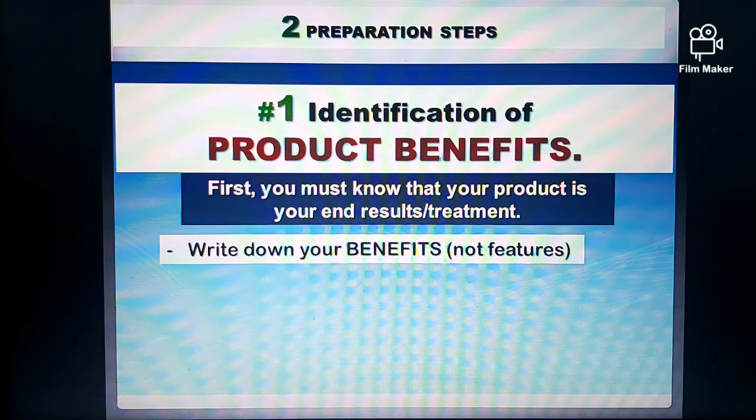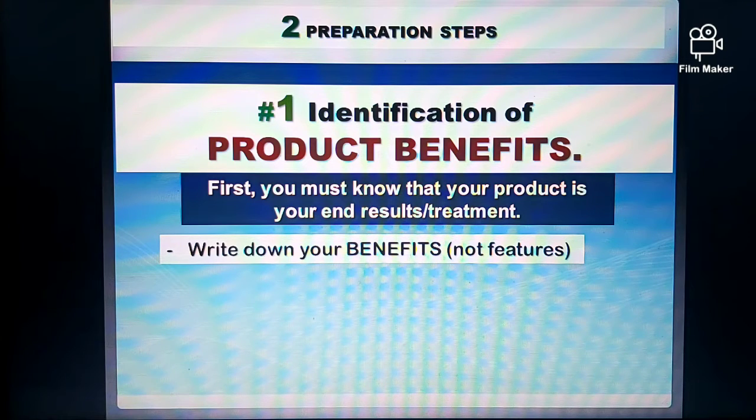I would just like to warn you that benefits are totally different from features, because what we have is what we call the FAB. This is what I call features, advantage, and benefits. I know you all know this FAB, but what I'm trying to say is you just write down the benefit that your patient will get out of that particular visit in your clinic. Okay? So next, let's proceed.